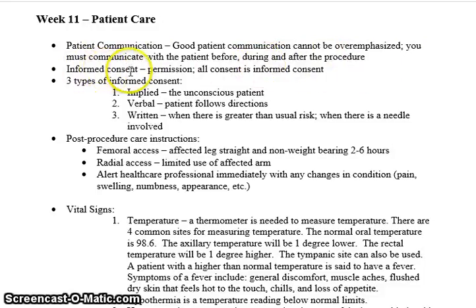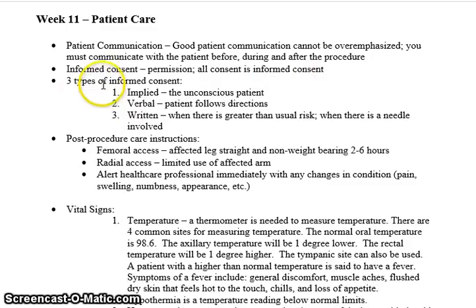When you see the word consent, just automatically add the word informed consent, because all consent is informed consent. You have to inform the patient. Again, communication cannot be stressed enough. Informed consent. So that means, of course, permission from the patient. All consent is informed consent.